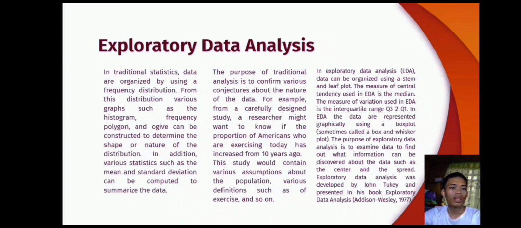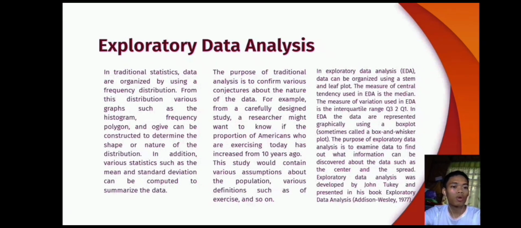In exploratory data analysis, or EDA, data can be organized using a stem and leaf plot. The measure of central tendency used in EDA is the median. The measure of variation used in EDA is the interquartile range. The third quartile is second quartile. In EDA, the data are presented graphically using a box plot, sometimes called the box and whisker plot.